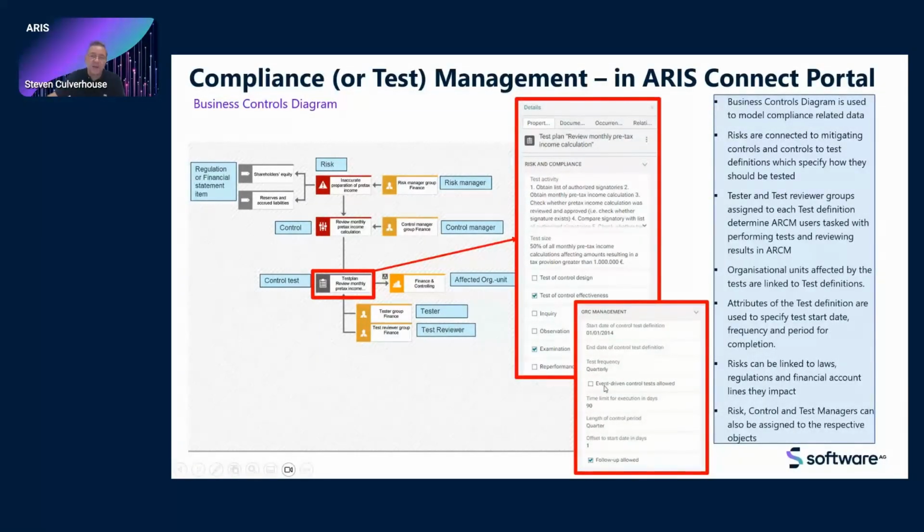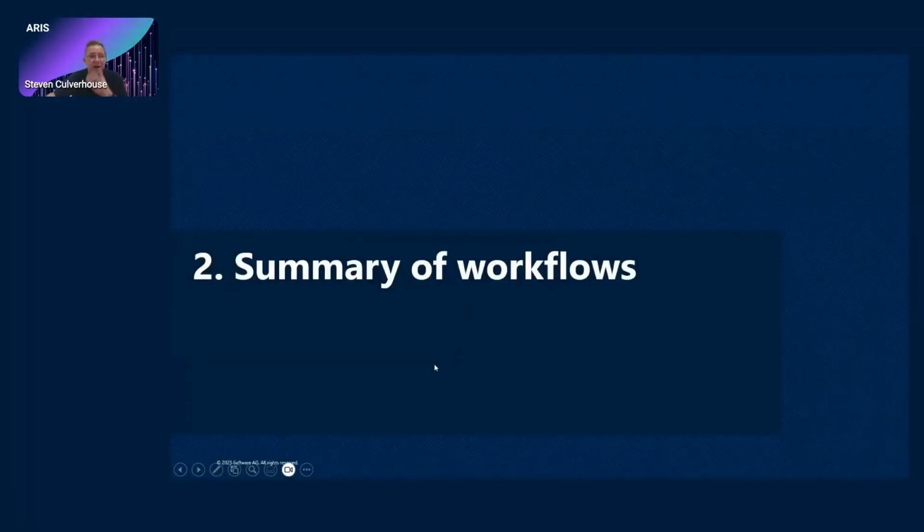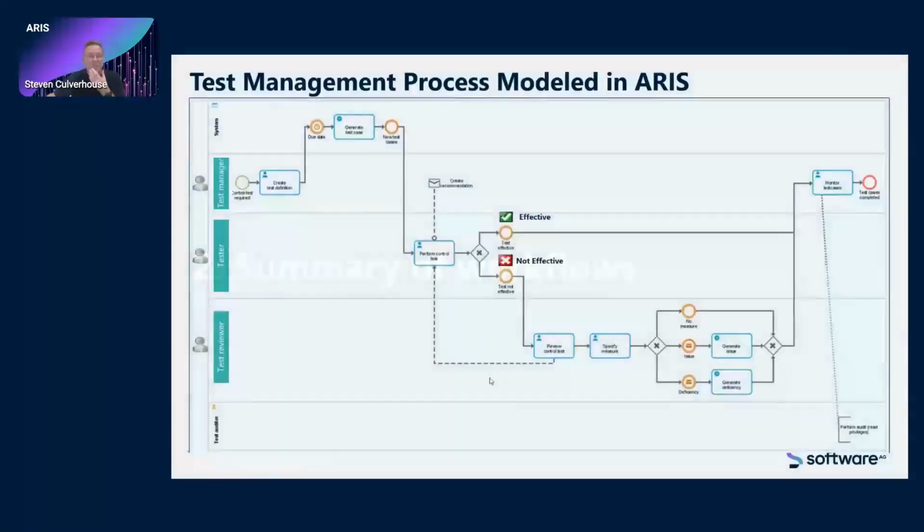And the other one is this event-driven control test allowed. All that is basically, if you want to be able to generate a test outside of this quarterly period, as long as this attribute is checked, then a test manager role could generate an ad hoc test case. If it wasn't checked and you tried to generate a test case, it wouldn't allow it. Okay, so that said, I think now what I'd like to do is just summarize the workflows, and then I'll jump onto the system and show you.